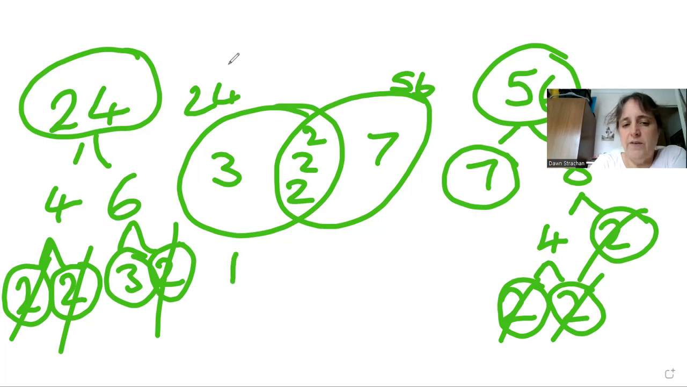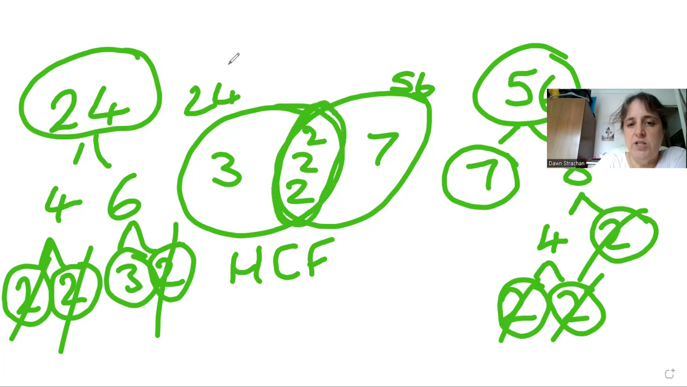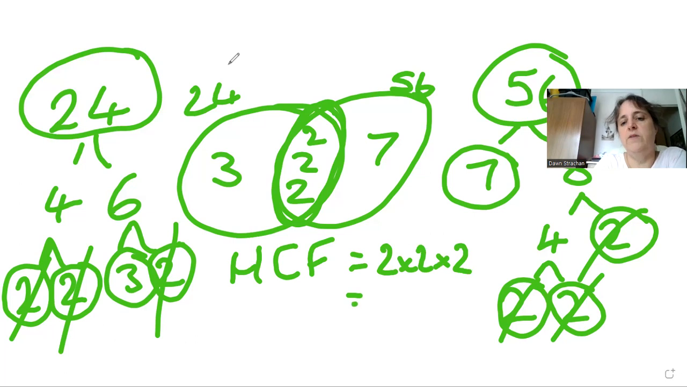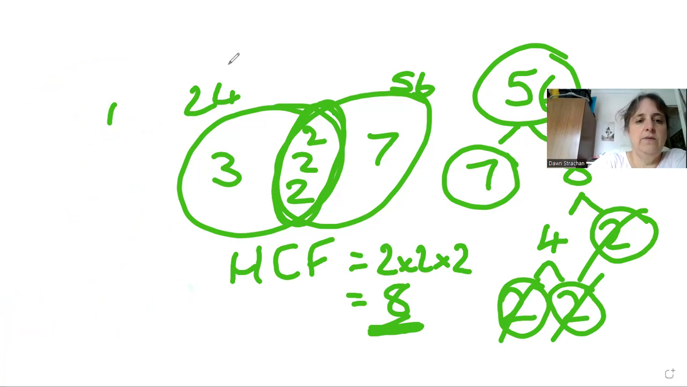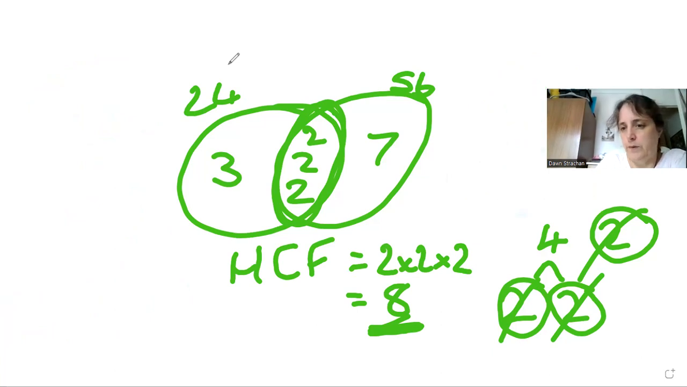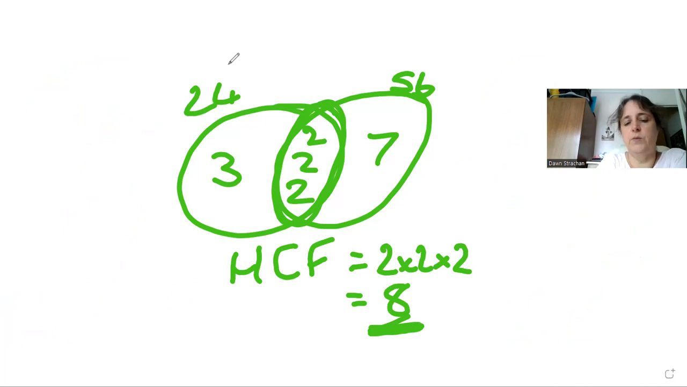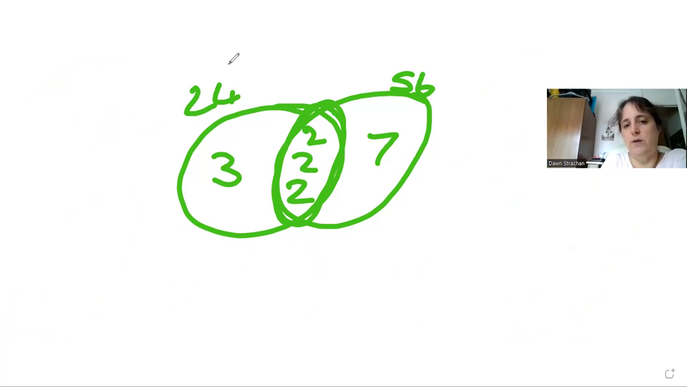To find the highest common factor, what we do is we take these numbers in the middle here, which are shared, and multiply them together. So we'll end up with 2 times 2 times 2, which gives us 2 times 2 is 4, times 2 is 8. So the highest common factor of 24 and 56 is 8. So that means the highest number that both of those would divide into is 8. I'll just give us a bit more space for the next bit.